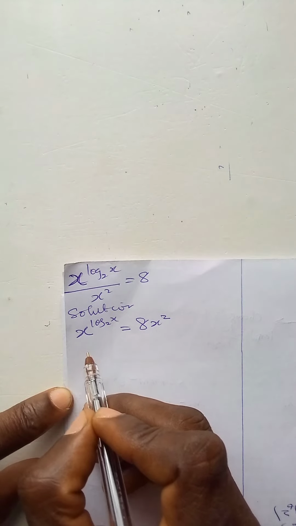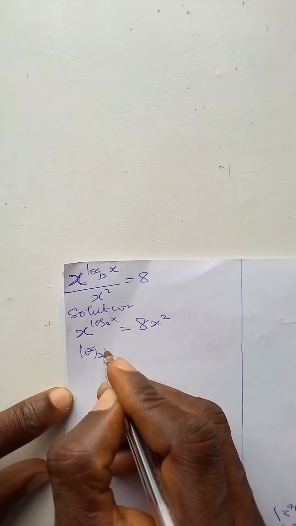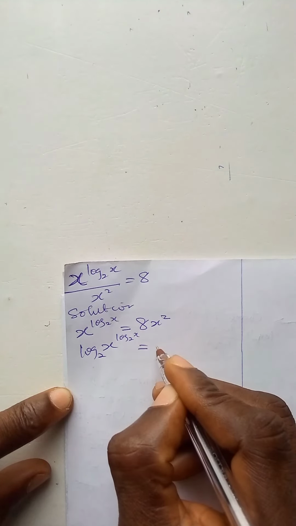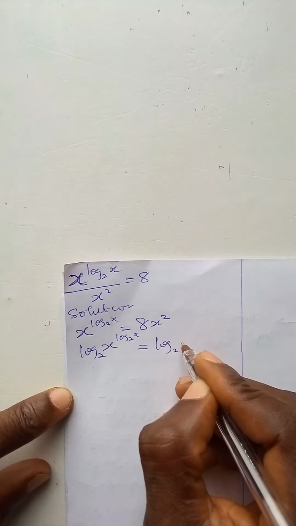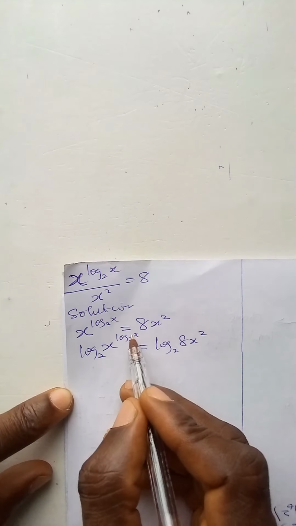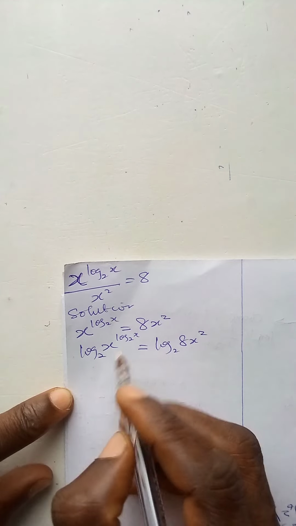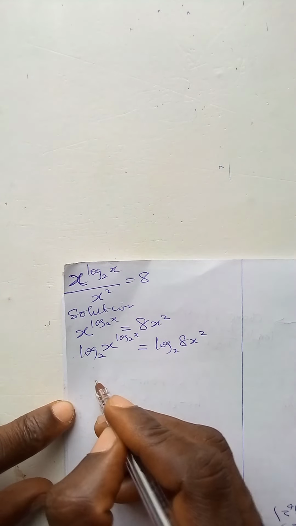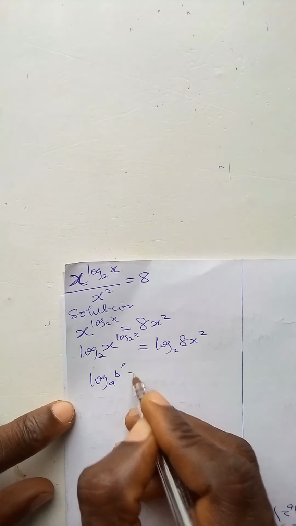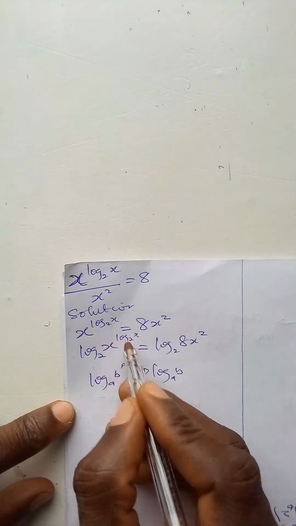The next thing we need to do is to take log of base 2 to both sides. That becomes log to base 2 of x raised to the power log to base 2 of x is equal to log to base 2 of 8x squared. Now, according to logarithm, this, which is the power, will become the exponent that will multiply this log to base 2 of x, just as we have it in this power law. If I have log to base a of b raised to power p, it is equal to p log to base a of b. So this law will be applied here.